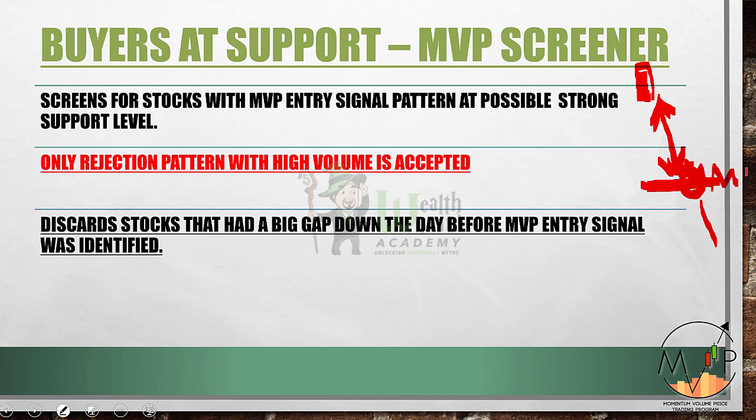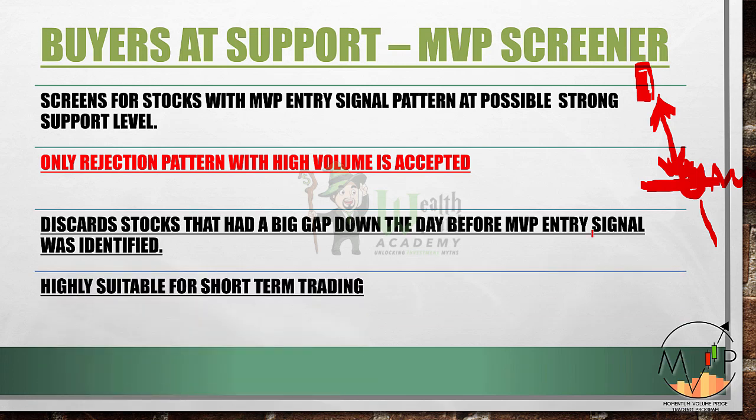We need a certain amount of price movement before we ever consider trading such stocks. That is why I don't like to trade stocks that just recently had a big gap down. It's extremely risky. Never catch a falling knife. Keep that in your mind. So we discard stocks that had a big gap down the day before the MVP entry signal was identified, and this is also highly suitable for short-term trading.